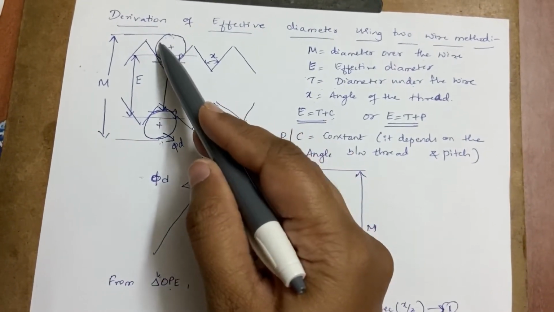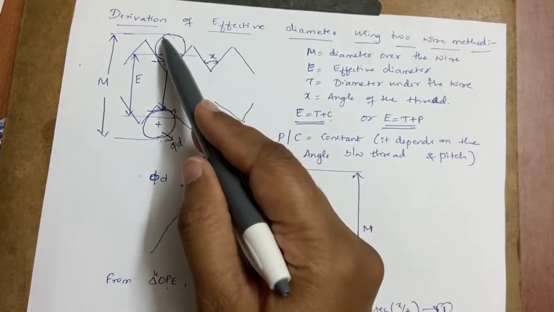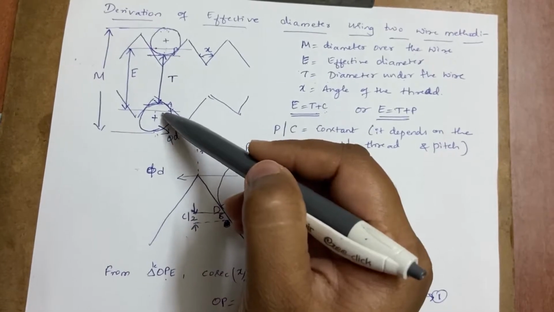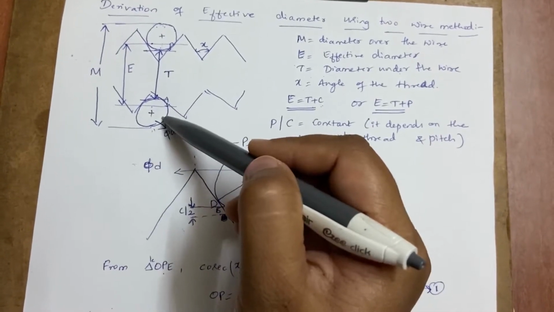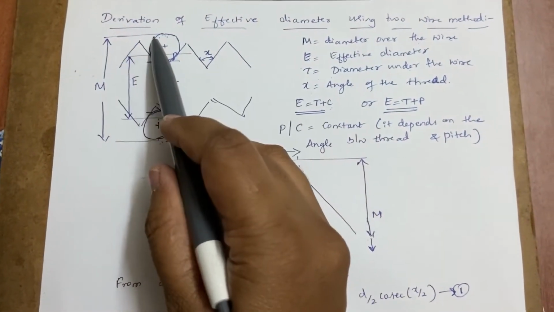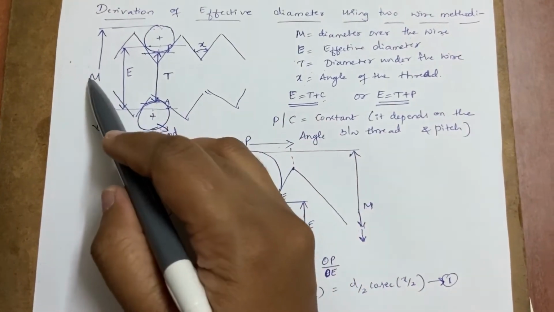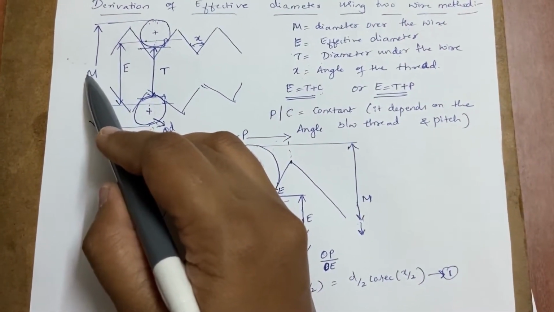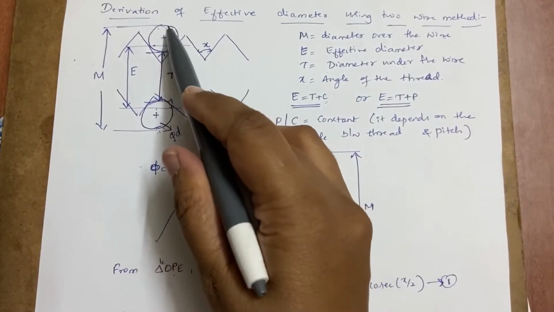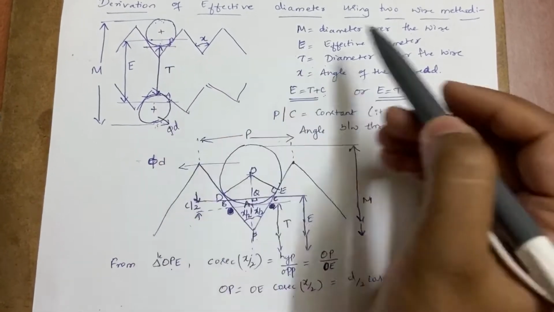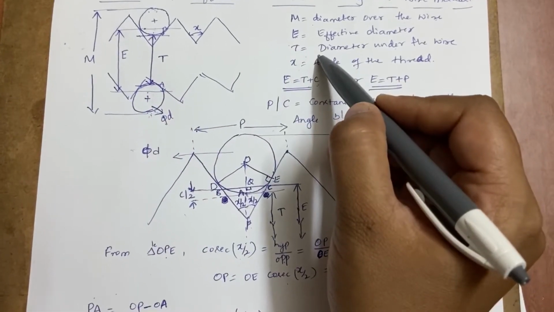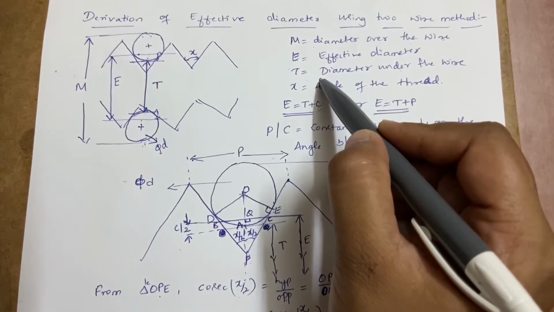In the two-wire method, as you can see here, this is the screw thread, and in order to measure the parameters we are going to make use of two wires of the same diameter D. Okay, so this is the diameter of the wire D. When we take the measurement over the wires from the floating carriage micrometer, it is designated as M, which is the diameter over the wire. If we subtract the diameters of the two wires, that is M minus 2D, that is the diameter under the wire, or the value T.